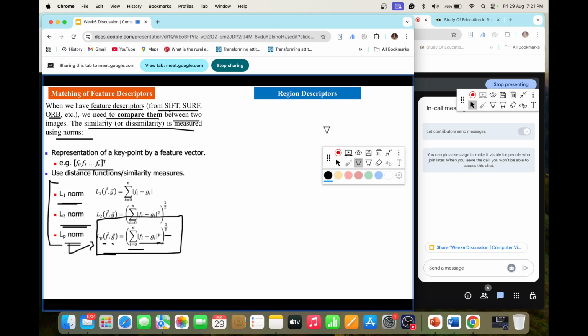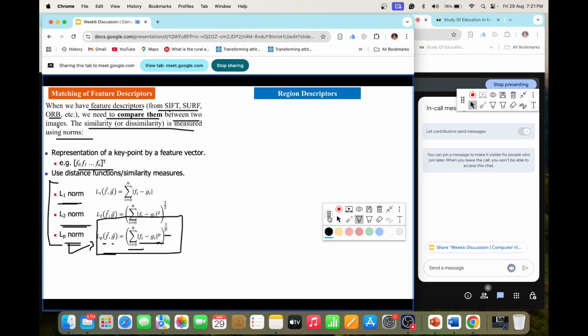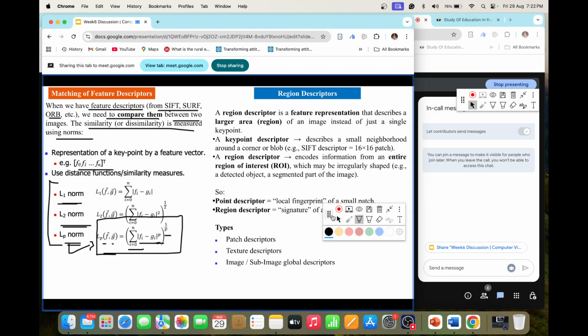Now, the descriptors we have been discussing, like Harris-Laplacian, SIFT, SURF, ORB, are all key point descriptors. That means there we are finding either a corner point or a blob point. Now we will focus on region descriptors. Not just a key point like a corner or blob, but a complete region. This type of descriptor is known as a region descriptor.